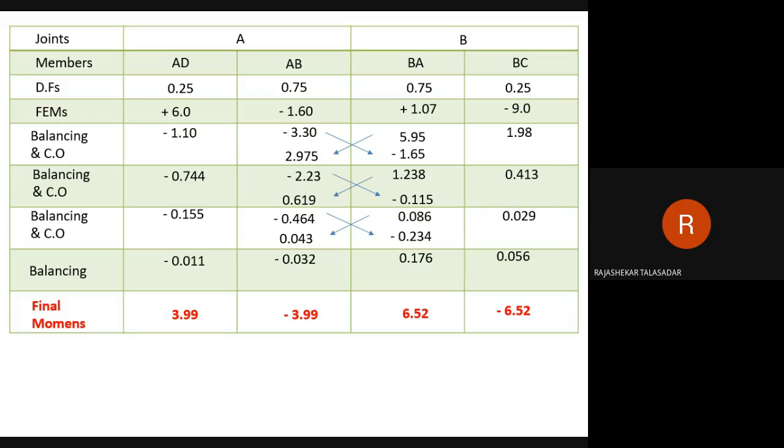Come to this joint, B joint. Plus 1.07 minus 9. So what is the unbalanced moment? Minus 7.93. Fine. So it should be plus balancing moment. Plus 7.93 into 0.75, 5.94. Plus, it is not minus because the balancing moment is plus. Unbalanced moment is minus. Okay. Next, how do you get this? Minus 7.93 into 0.25.